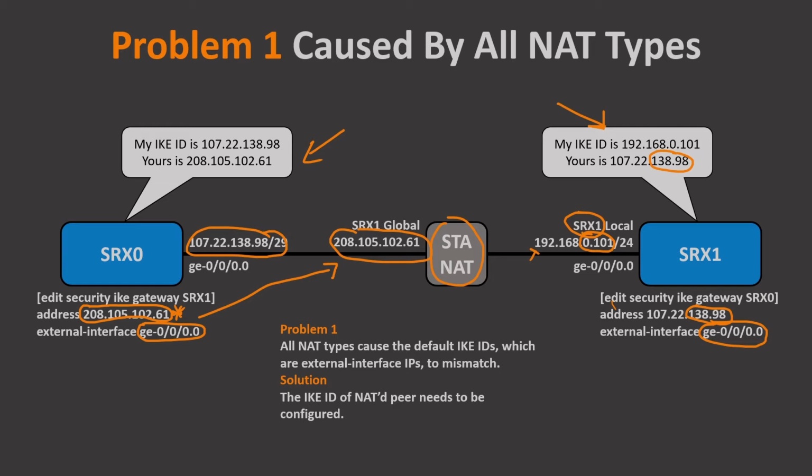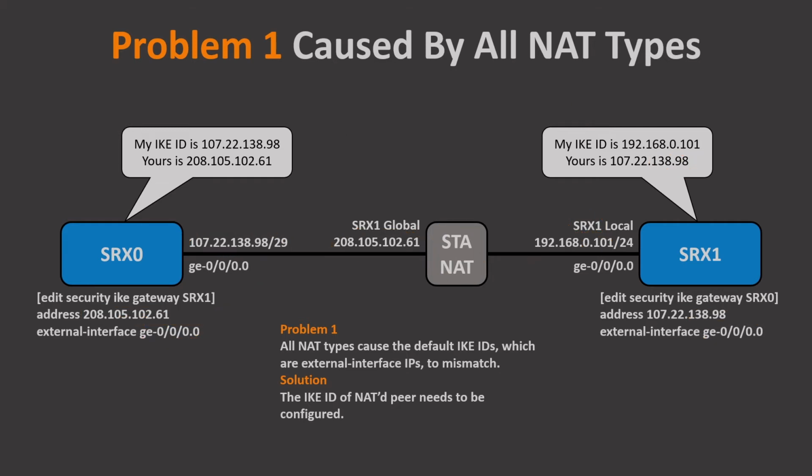So if you're doing IPSec through a NAT, then you have to overcome this. So the problem restated is all NAT types cause the default IKE IDs, which are interface IPs, to mismatch. And the solution is that the IKE ID of the natted peer needs to be configured.